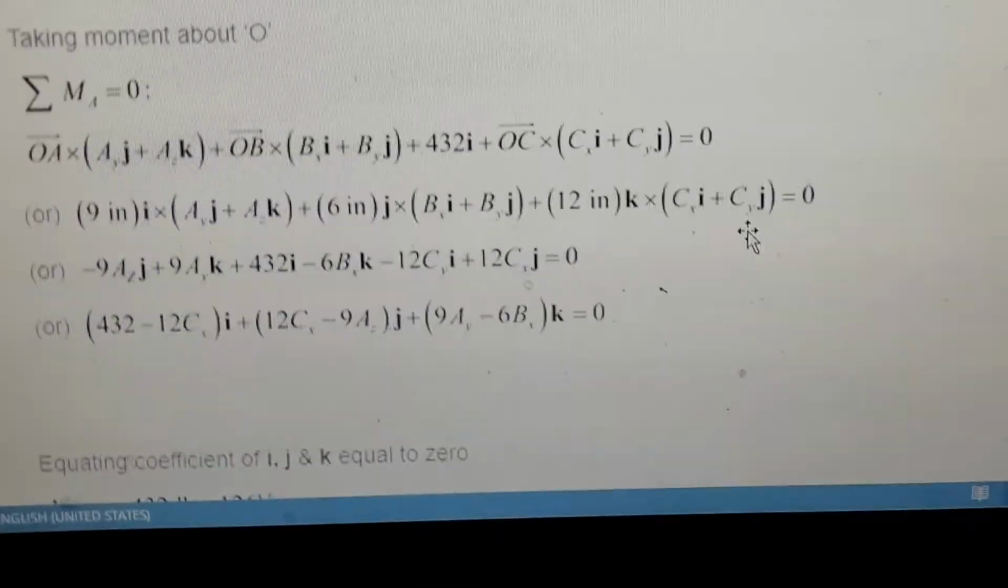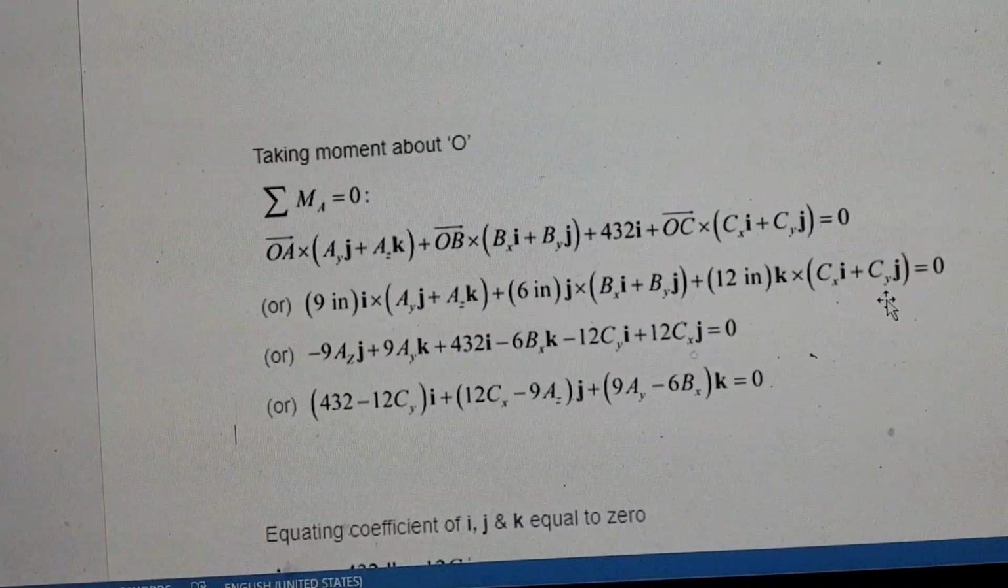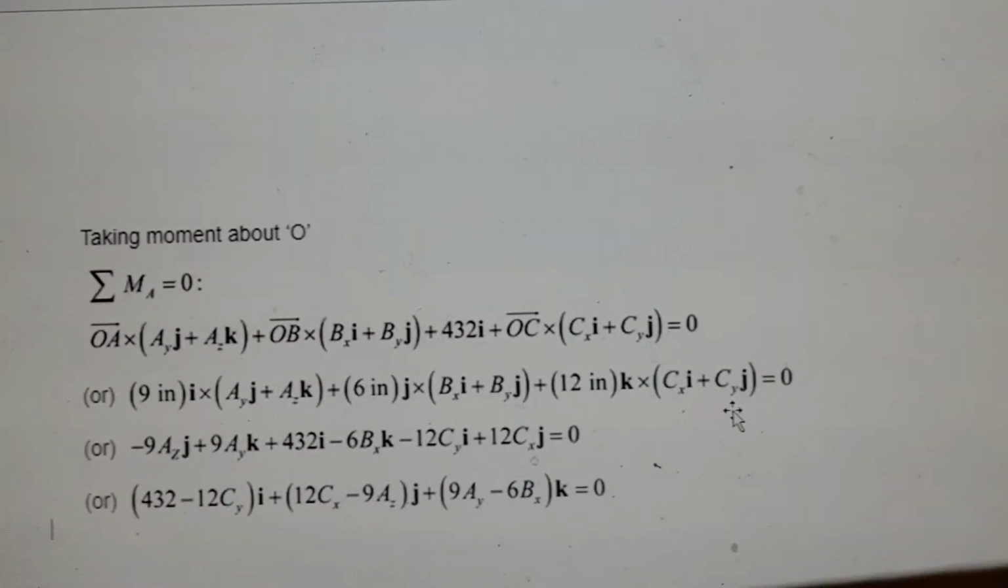Now, we have to know that I cross J is equal to K, J cross K is equal to I, K cross I is equal to J. This we have to memorize, and anything in the opposite order is negative. If J cross I, it's minus K. So the first one: I cross J is K.